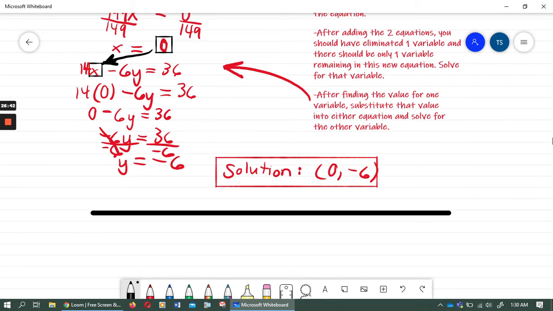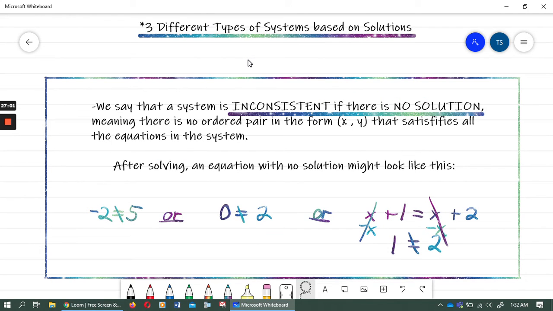There are different types of solutions that you'll have for systems, and these types of systems are called different things based on what kinds of solutions you're going to have, and based on the number of solutions that you'll have. Again, folks, there are 3 different types of systems based on the solutions.